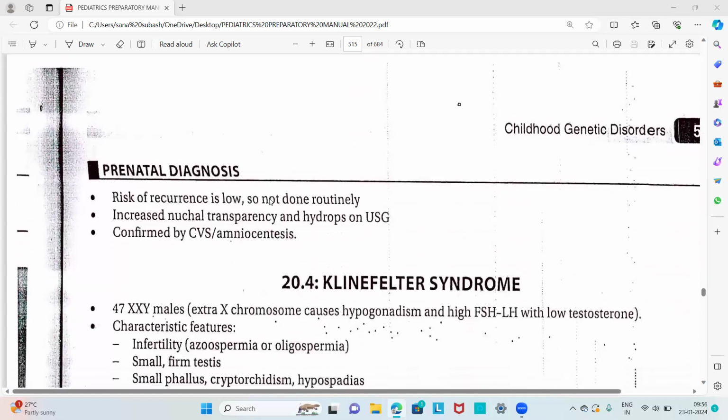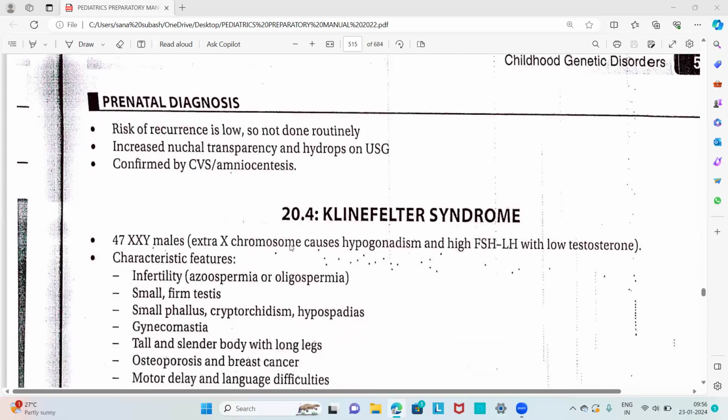Then about prenatal diagnosis: the risk of recurrence is low, so it is not done routinely. Increased nuchal translucency and cystic hygroma on the USG help in the prenatal diagnosis of Turner syndrome, which is confirmed by CVS, chorionic villus sampling, or amniocentesis. That is all regarding Turner syndrome.